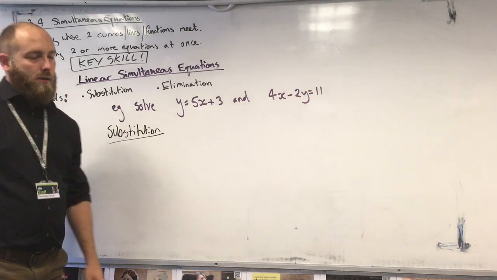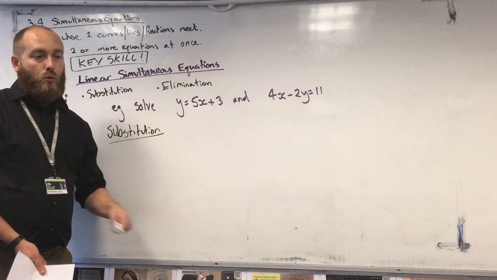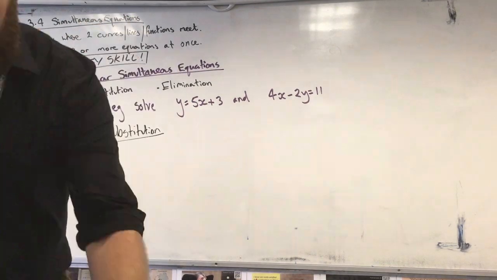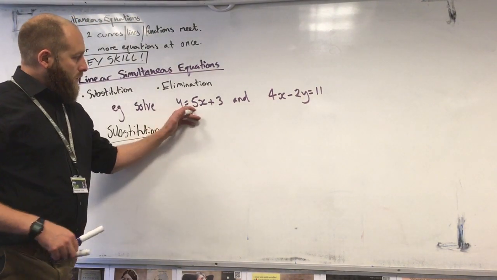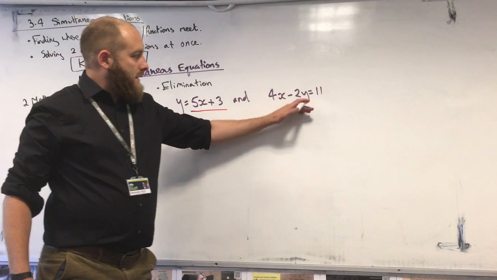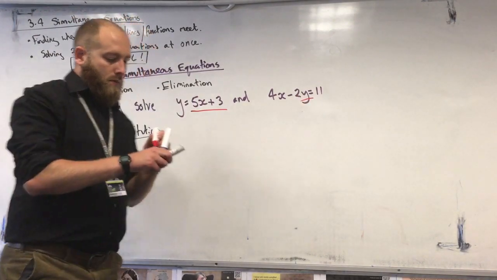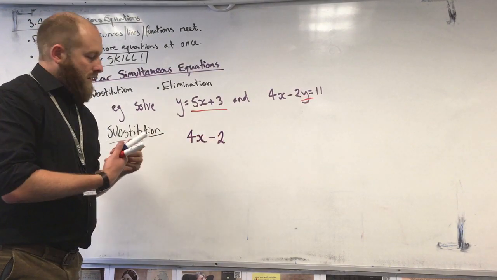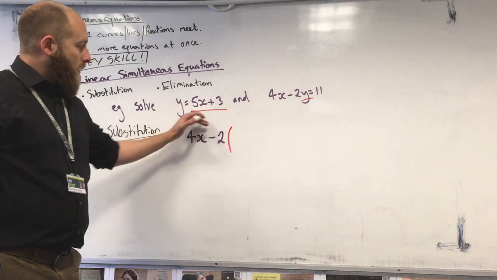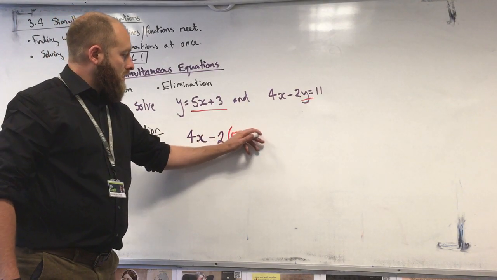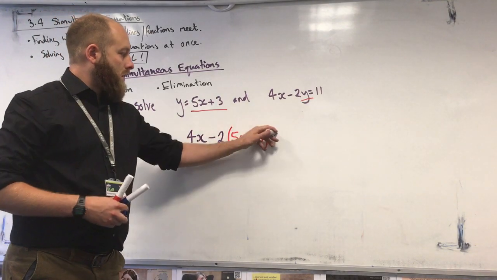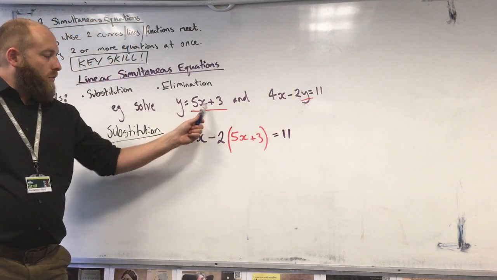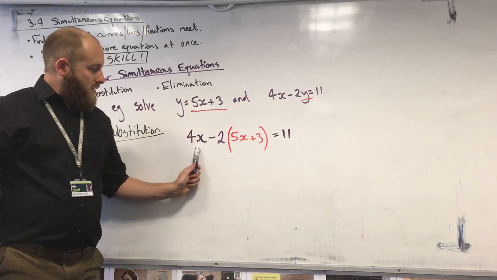So substitute, basically we're going to rearrange one of these to get y equals or x equals, and substitute it into the other equation. Because this one already has y equals, we're going to put this into this equation where it says y. So let's write that out again. We get 4x minus 2 lots, and here we're going to put the y value from this equation, equals 11. So all we've done is replace this y with the value of y from the other equation. Now we can rearrange it and solve it for x.